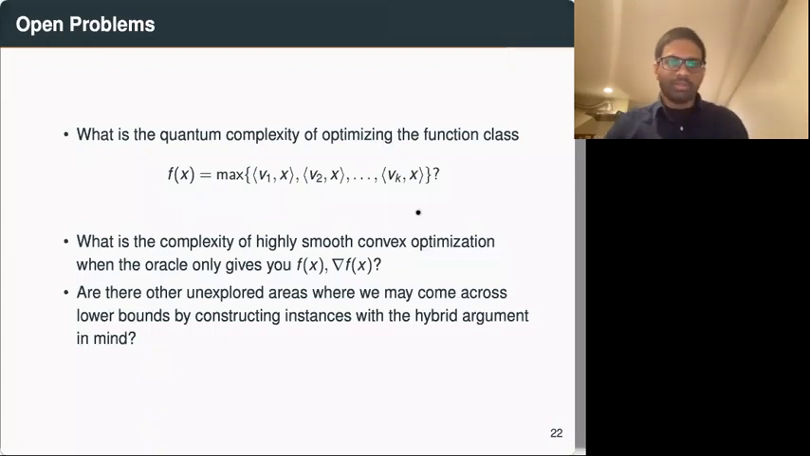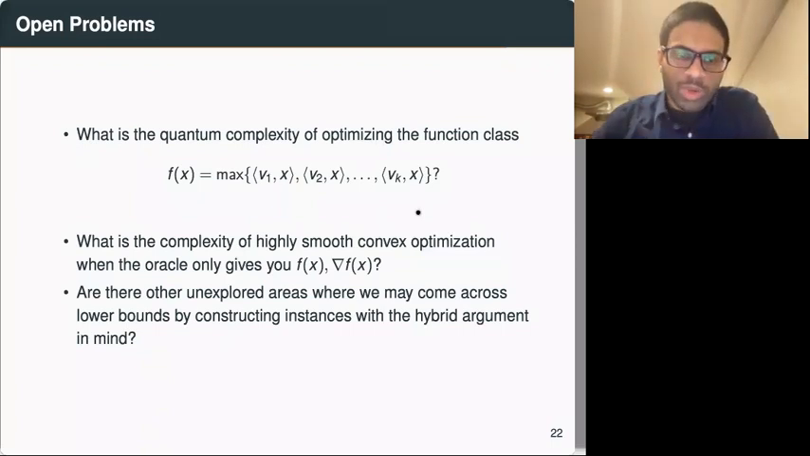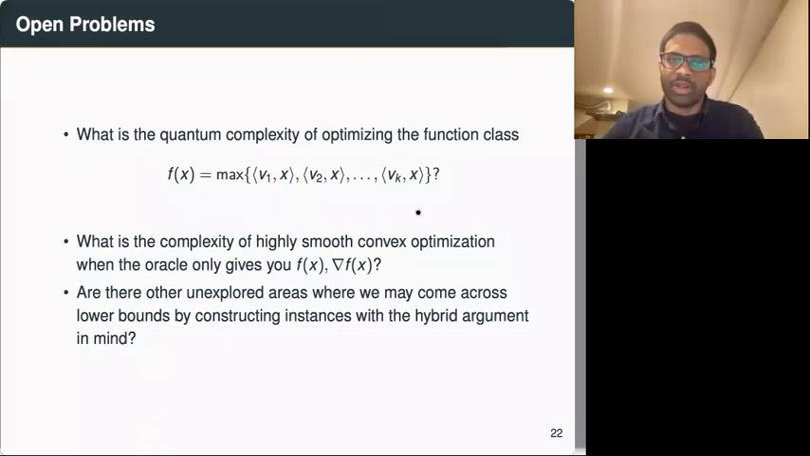Another more philosophical question is, one way we came across this lower bound is because we wanted it to work for quantum algorithms. So we had to use the hybrid argument. We wanted to make sure that everything is being learned in order. That's why we went through the trouble of ensuring that the softmax is decreased a little bit and so on. And that happened to work out, and it gave us an optimal lower bound.